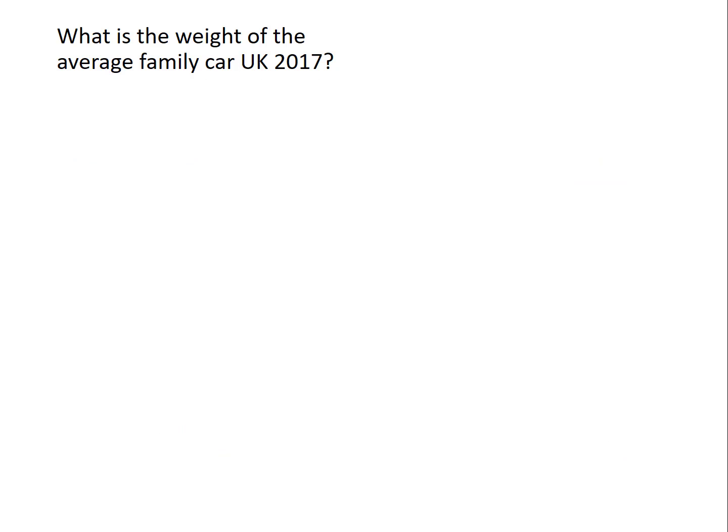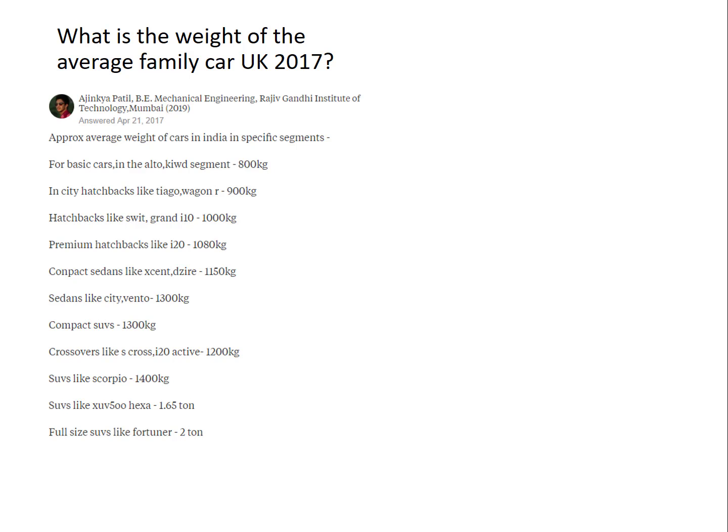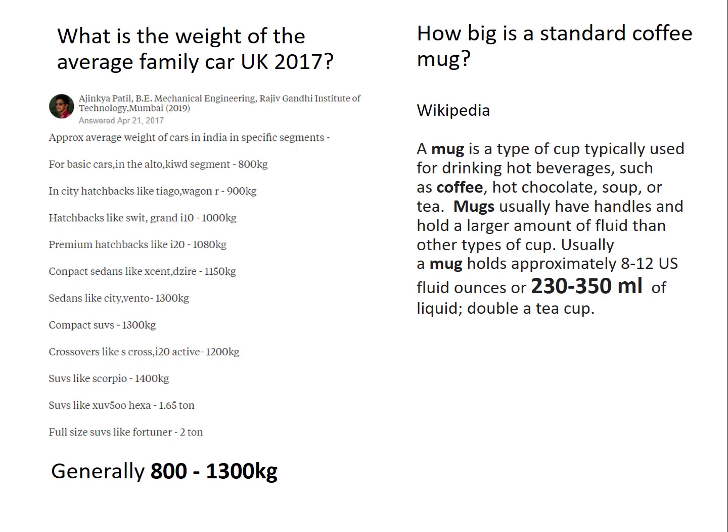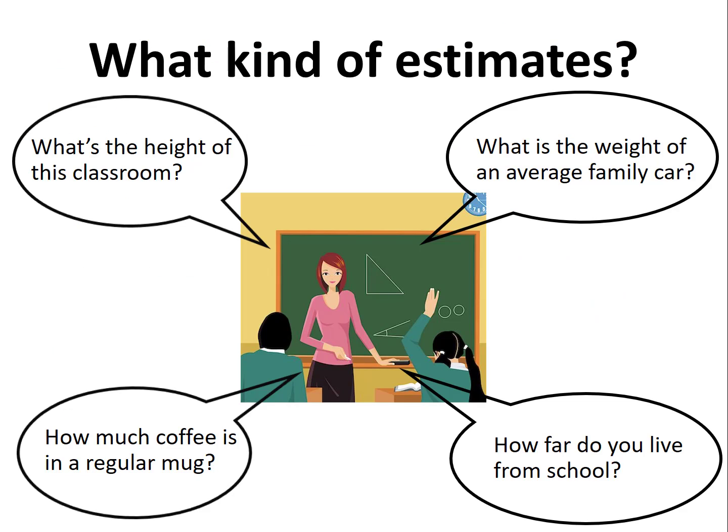What's the weight of an average family car? I googled it, and I found this very helpful hit here at an Indian website. The average family car is between 800 and 1300 kilograms, about a ton. What about a standard coffee mug? According to Wikipedia, a standard coffee mug is between 230 and 350 millilitres of liquid. Well, that's pretty straightforward. We can answer those by looking them up online.